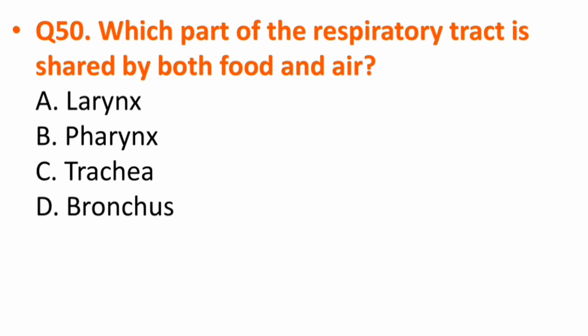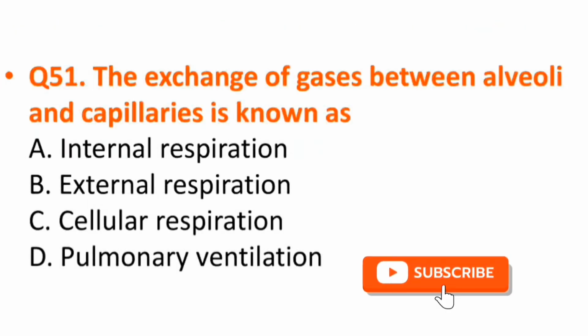Which part of the respiratory tract is shared by both food and air? Option A larynx, option B pharynx, option C trachea, option D bronchus. The correct answer is option B.